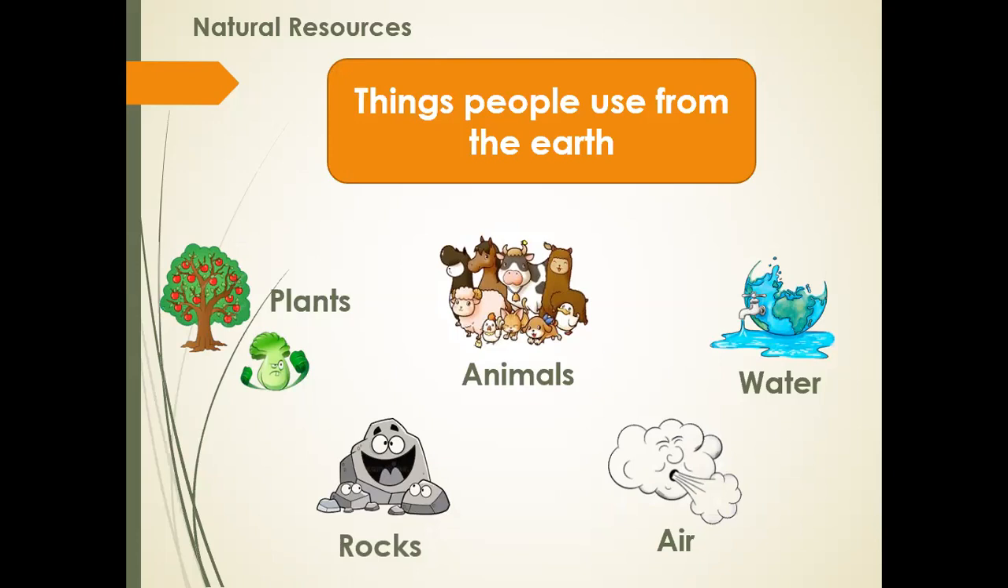So, a natural resource is a thing which is found in nature, created by God. Man didn't make anything in it. It is found in nature and it is found on the surface of the earth. So people are using it, like the plants, animals, water, air, and finally the rocks.